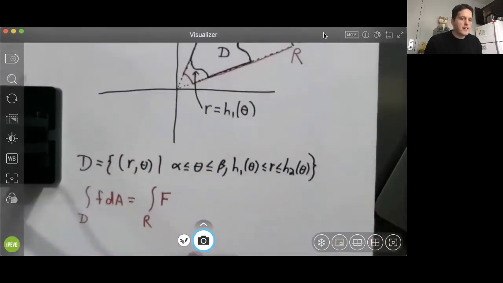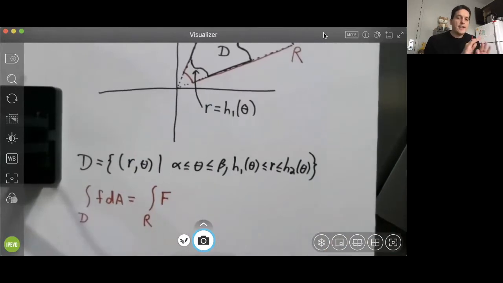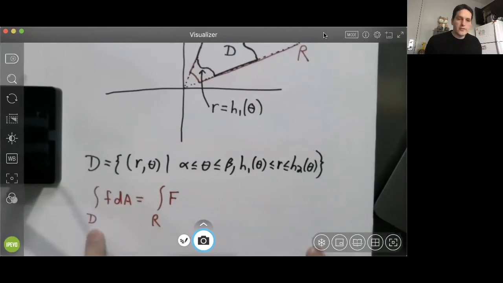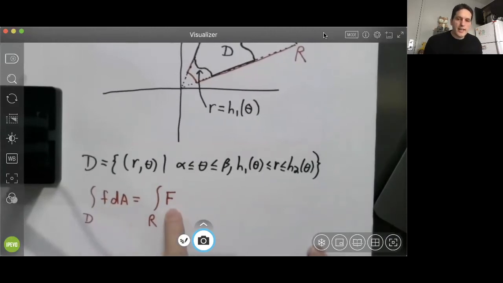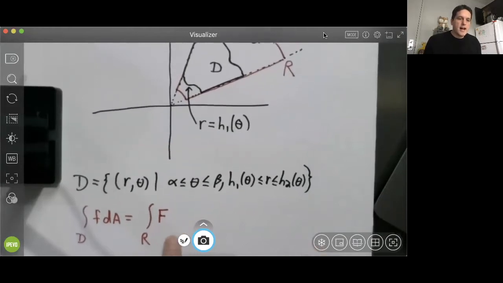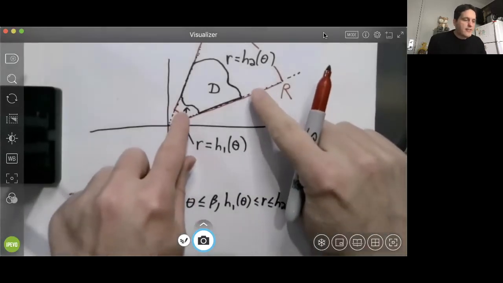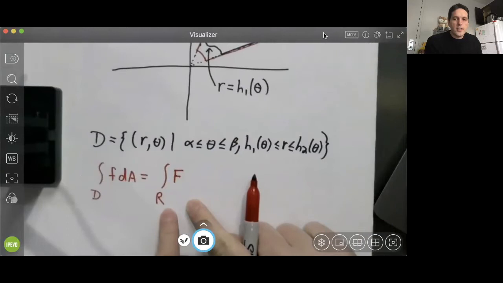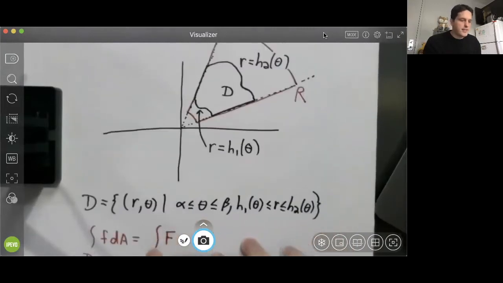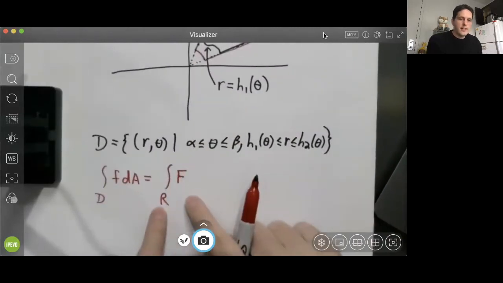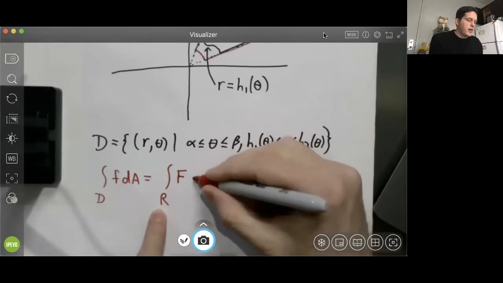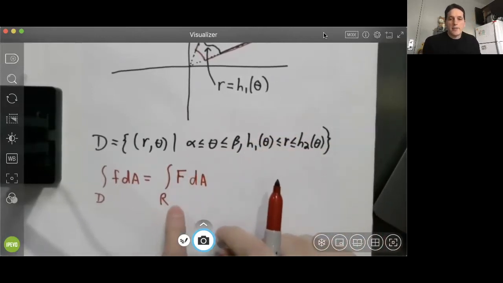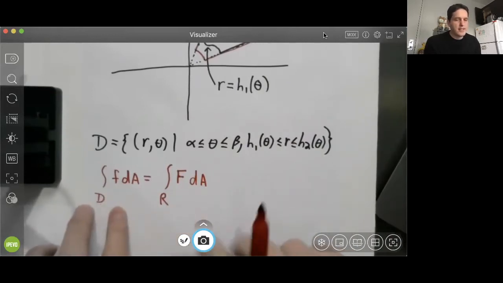So what we are doing here is just extending lowercase f by defining it to be 0 outside of D. And notice the integral of lowercase f over the region D is equal to the integral of uppercase F over the region R. That's because uppercase F is equal to 0 at every point outside of D. So in this integral here, there's no contribution coming from the region outside of D. The only contribution is coming from D. So we may as well be integrating over D. But on the region D, capital F is equal to lowercase f. So that's why this integral is equal to this integral.